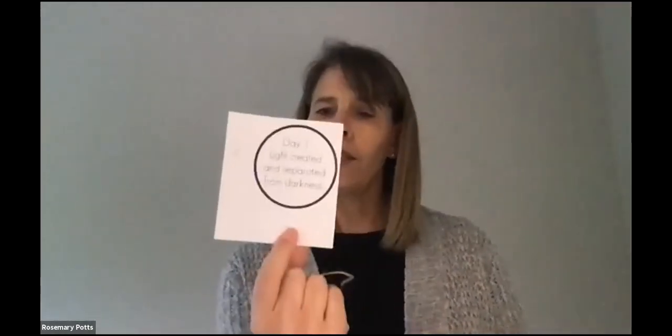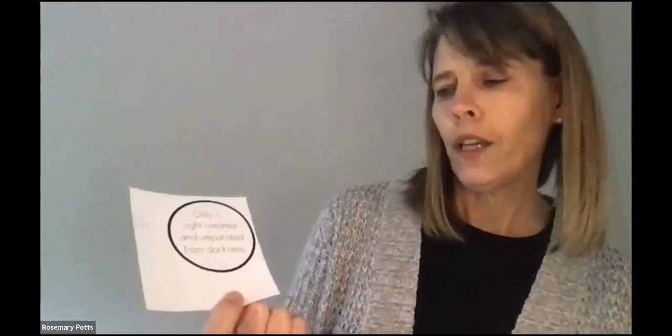We have a label, and it says day 1, light created and separated from darkness, all right? And then the last thing in there is this little piece of twine or string, okay? So, get this all here.